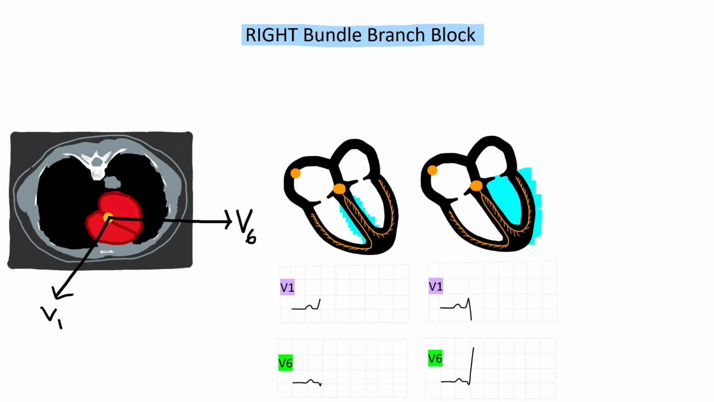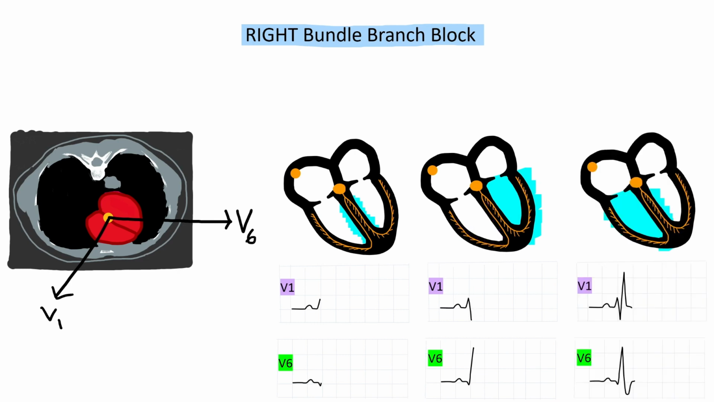Now we move on to our first problem. The right bundle is blocked, so therefore the right ventricle doesn't depolarize. So the left ventricle depolarizes. Now, if you imagine you're V1, you see the wave of depolarization away from you, so you get an S wave. Whereas in V6, the wave of depolarization is now towards you, so you get a large R.